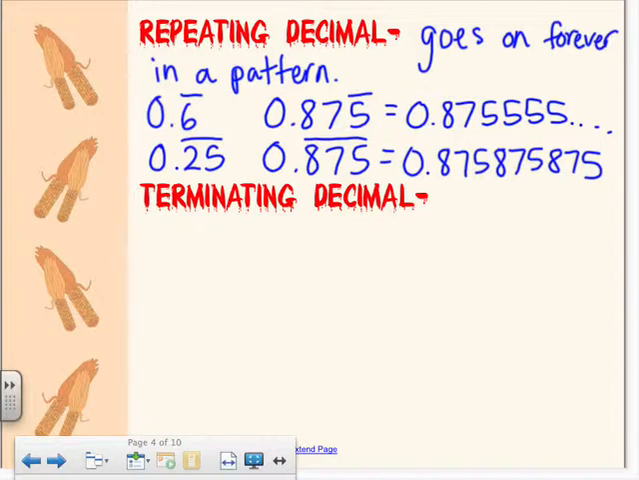So be careful what you put the bar over, because whatever you put the bar over is exactly what's repeating. Terminating is every other decimal you're familiar with. It's just a decimal that stops eventually, okay? Terminating, like the Terminator, he ends people's lives. It's a decimal that ends, okay?